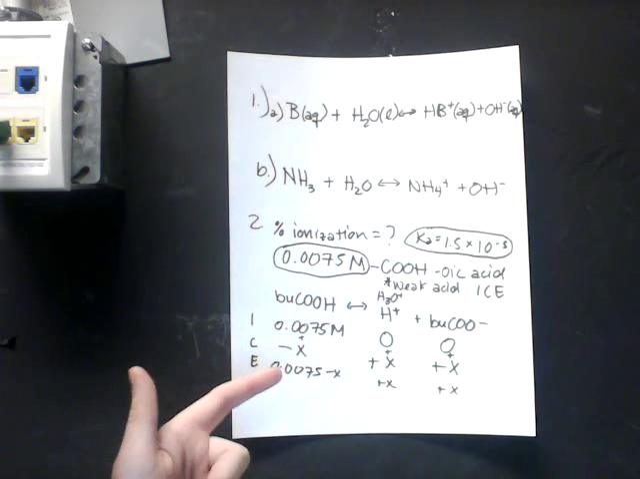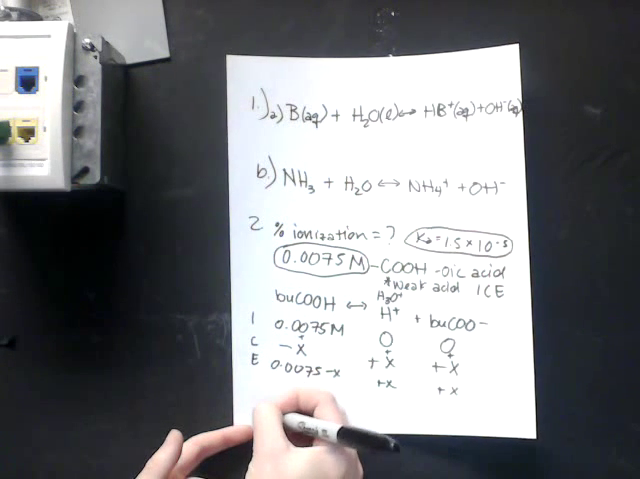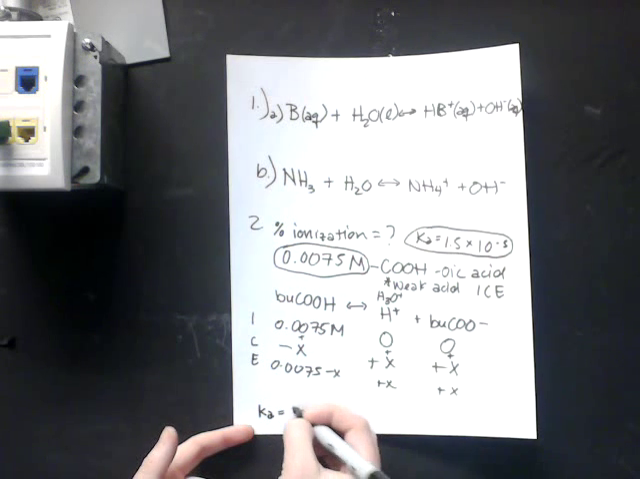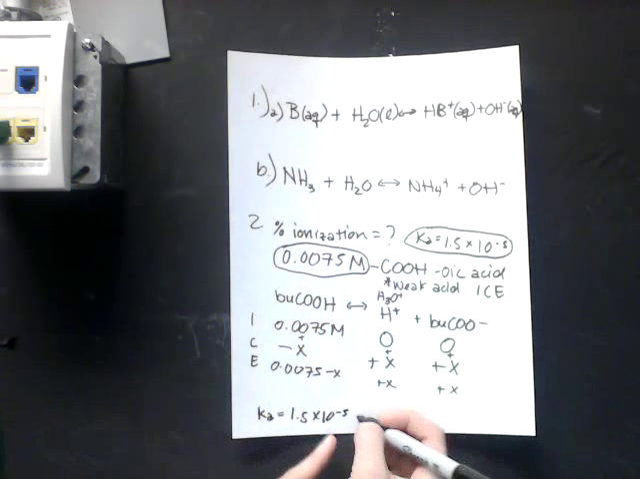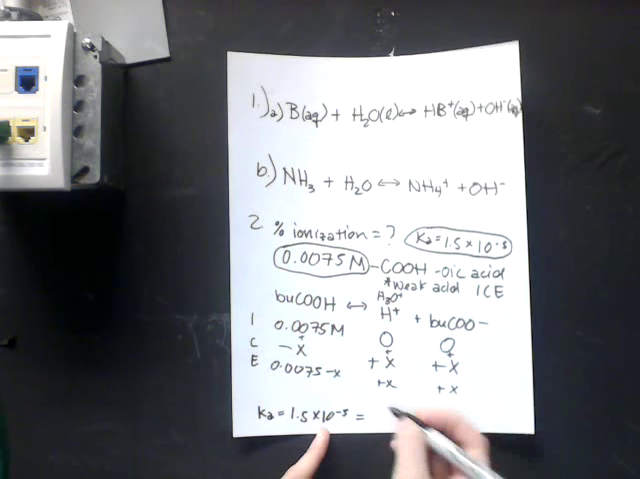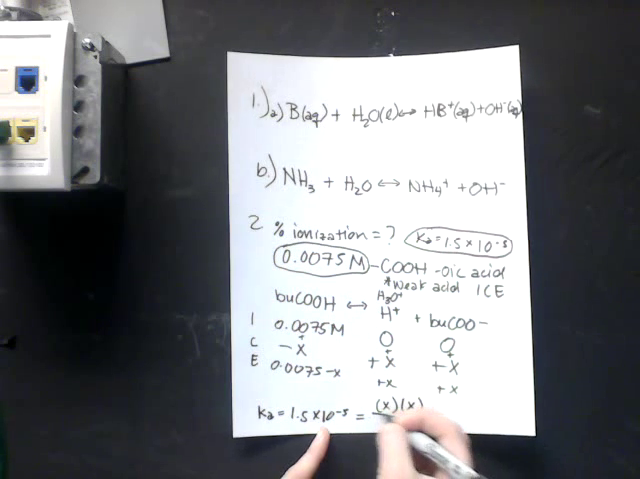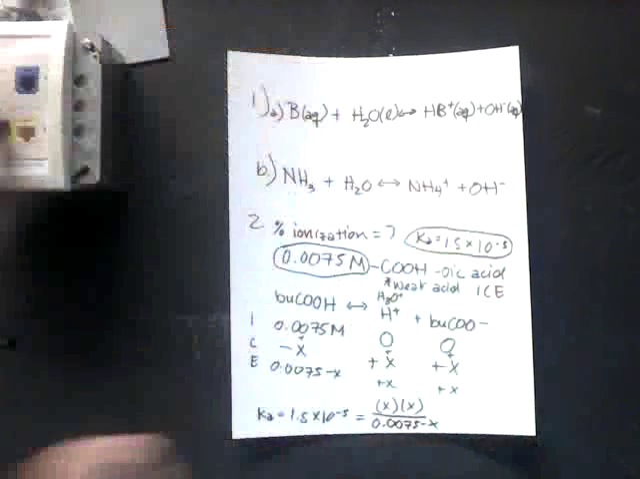Now, equilibrium expression, what does that mean? Set up my Ka. Ka is equal to 1.5 times 10 to the negative 5. And now what's my Ka expression? It's my products over reactants of the equilibrium values, right? So that's going to be X times X all over 0.0075 minus X.